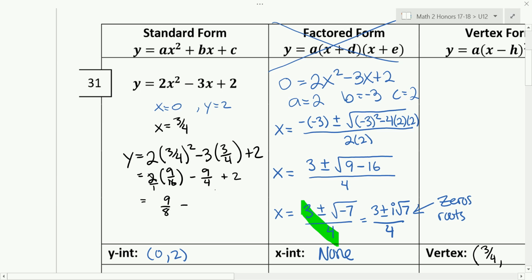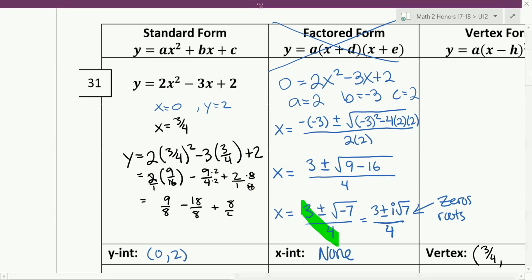And I want to get a common denominator, so I'm going to multiply the second fraction by 2 to get a denominator of 8. I'm going to multiply the 2 by 4 over 4 to get 8 over 4. Sorry, no, I meant 8 over 8. That's what I'm going to need. So 16 over 8.